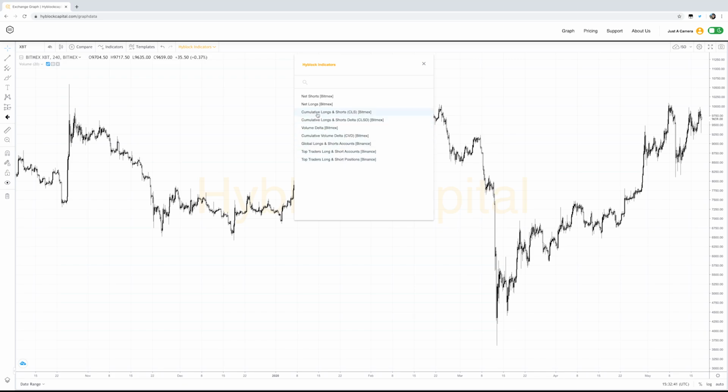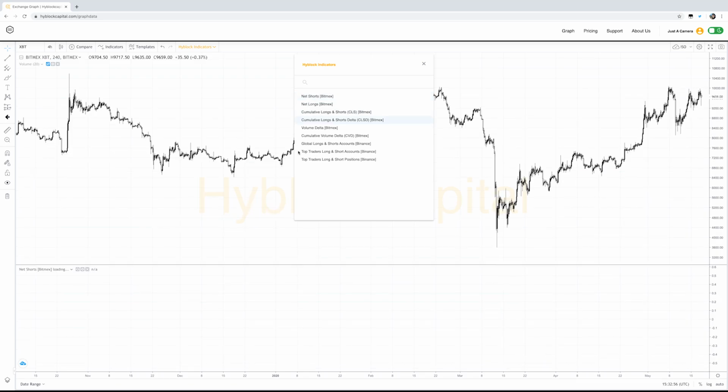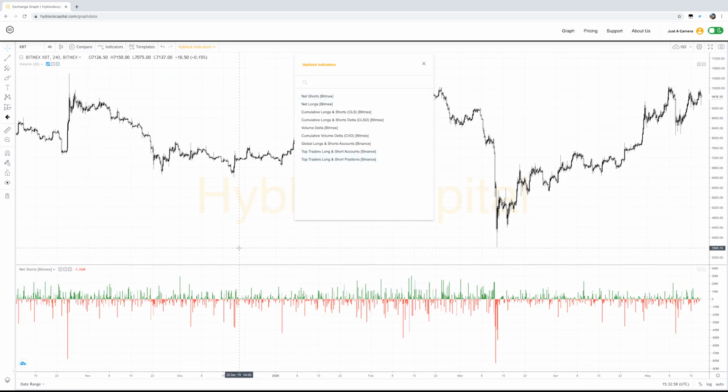Some of these are going to look familiar and some of them aren't. And we're going to go over what they are, how they work, and what they mean. So let's get right into it. We're going to look at the perp swap BitMEX XBT on a 4-hour chart, and we'll turn on net shorts, and you're going to see it populate down here.